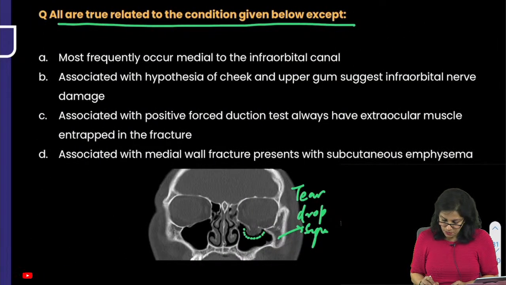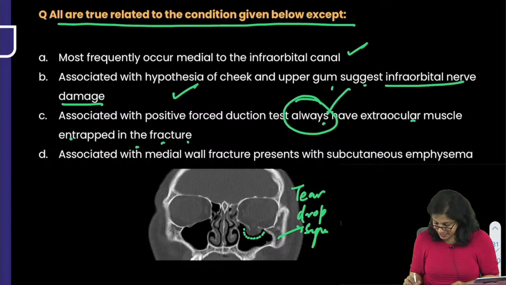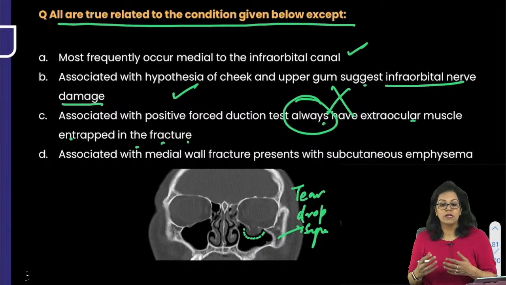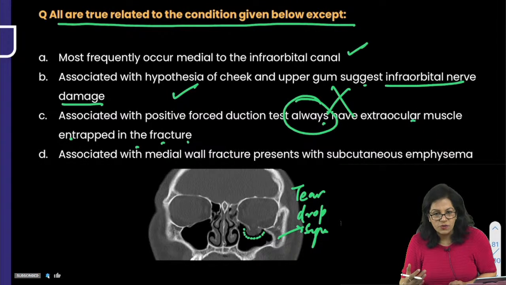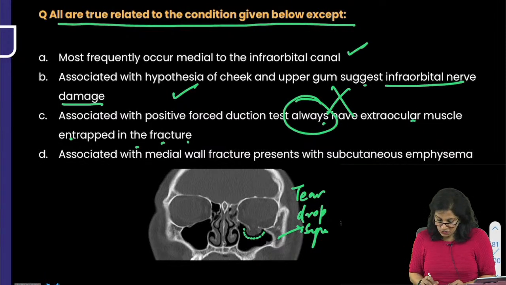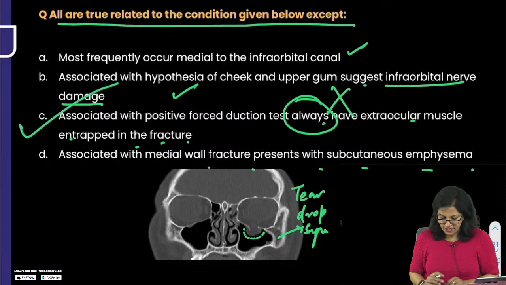So, here it is. What is the wrong statement? Let us read. Most frequently occurs medial to infraorbital, correct. Associated with hypoesthesia of cheek and upper gum is suggesting infraorbital nerve damage. This is correct. Associated with positive force duction test always has extraocular muscles entrapped in the fracture. Not always. It can be soft tissue reaction and hemorrhage which can also cause a positive force duction test in the initial days. I will choose this as the answer because the fourth is also absolutely correct. What is the fourth? Associated with medial wall fracture presents with subcutaneous emphysema. Yes. So, our answer here is C.